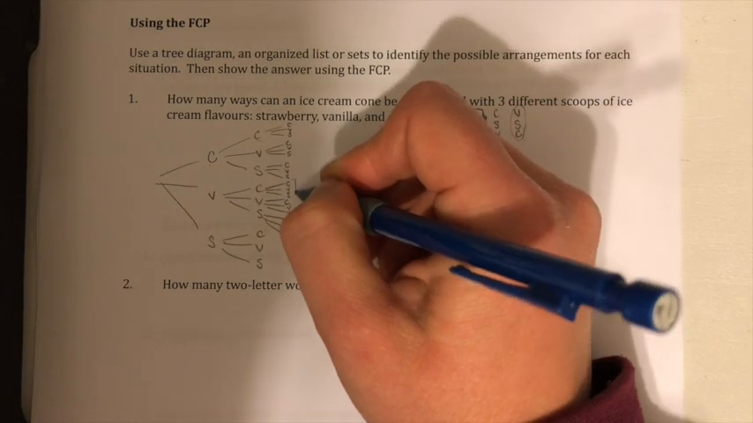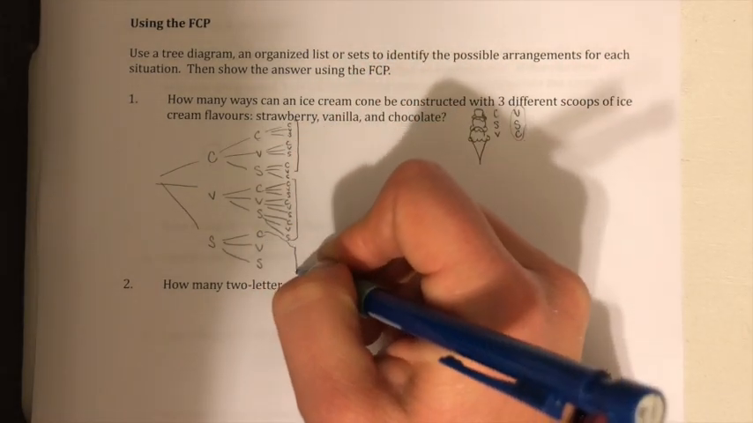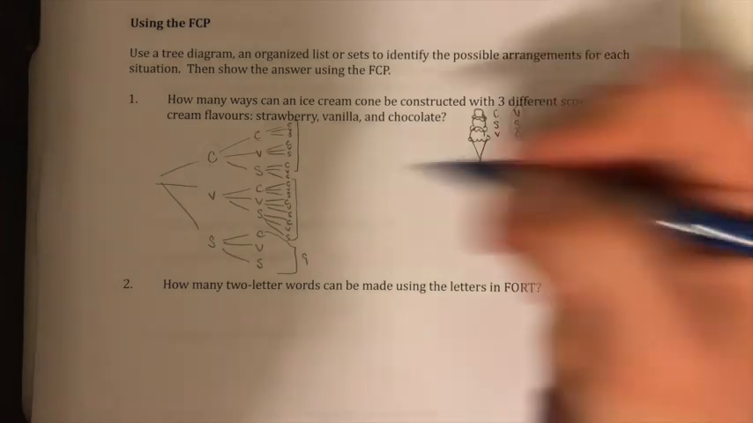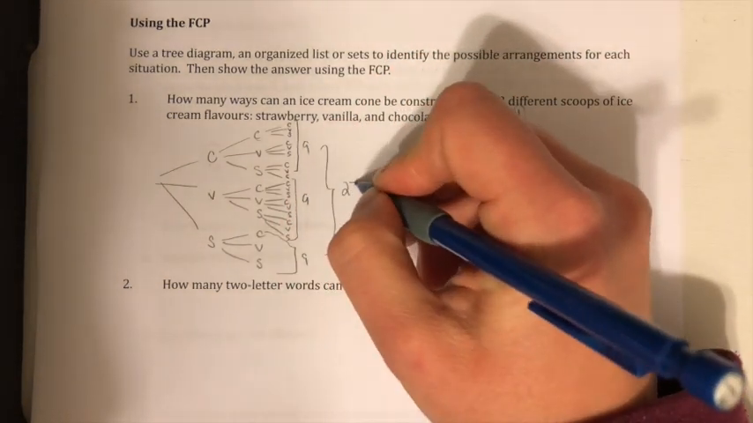Okay, so there's another 9 from vanilla. Hopefully you guys would trust me that this is also going to be another 9. So we have 9 plus 9 plus 9, so we have 27 total.